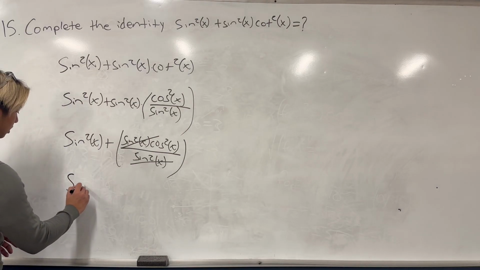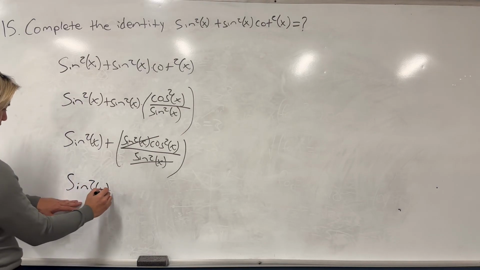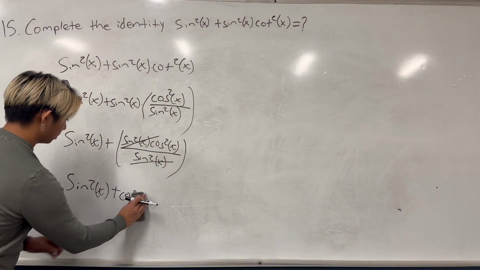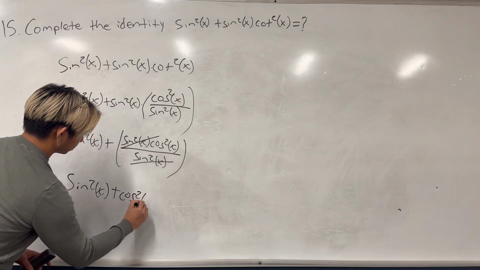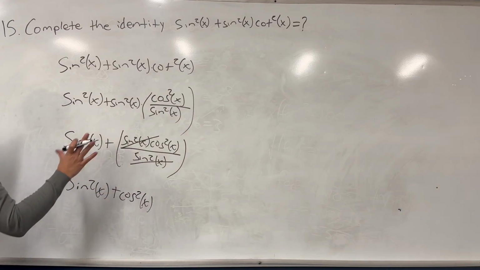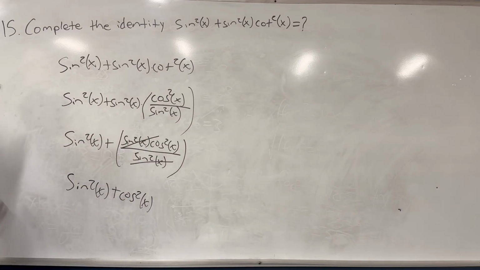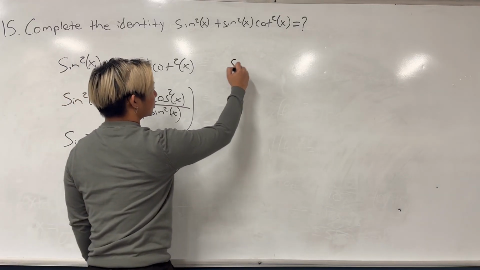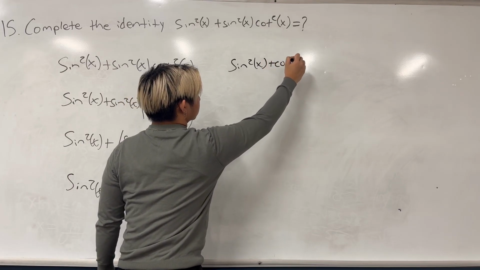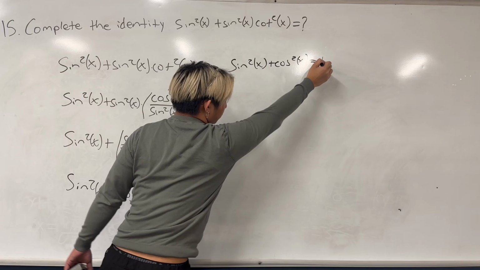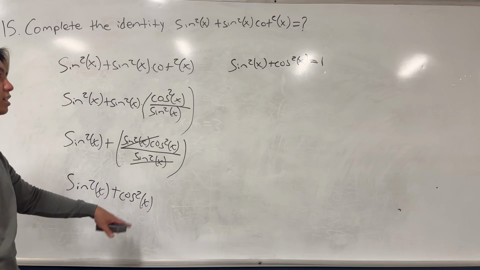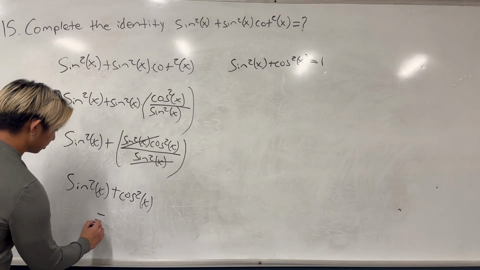So this becomes sine squared of x plus, oops, I'm getting a little ahead of myself here, cosine squared of x. And what do we know this as? There we go. One of our Pythagorean identities is equal to 1. That's the exact form: sine squared x plus cosine squared x equals 1.